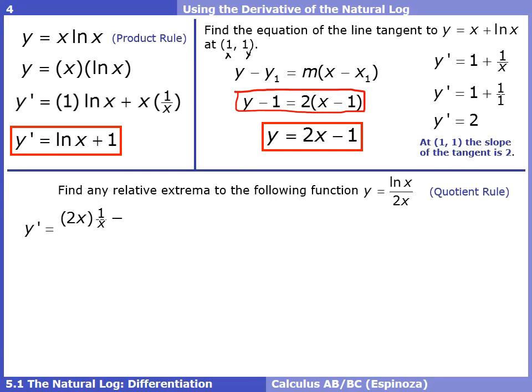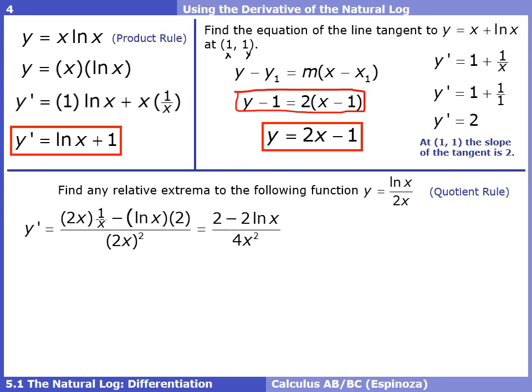So we're going to take 2x and write it, and then d high, the derivative of the top. The derivative of ln x is 1 over x. So it's low d high minus high, which is ln x, times d low. The derivative of the bottom is just 2, and then we divide by low, or 2x squared.